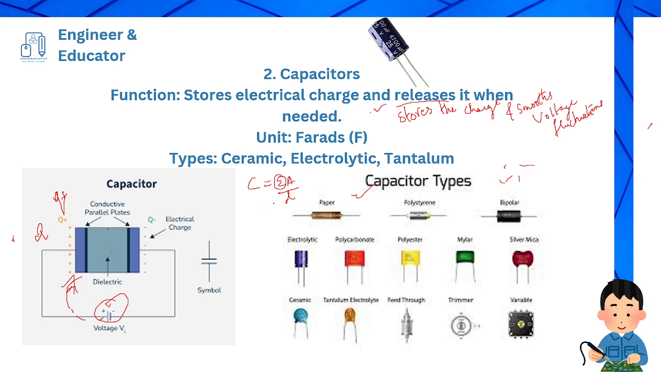So here the value of capacitance is given by the equation C is equal to epsilon A by D, where epsilon means the permittivity of the dielectric, A is equal to the area of the plates, and D is the distance between the plates.